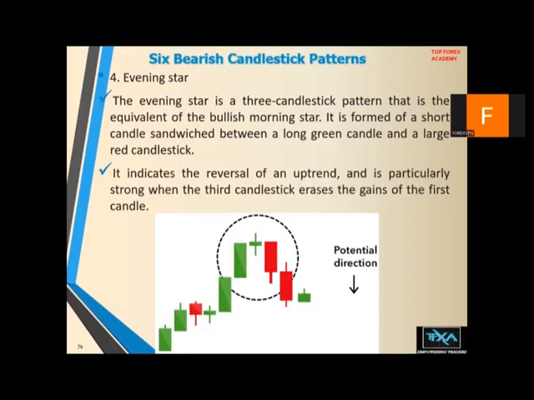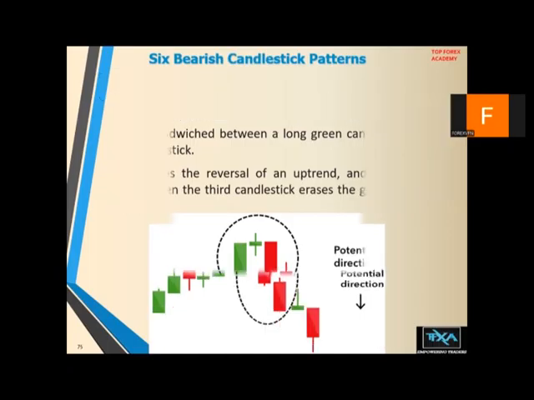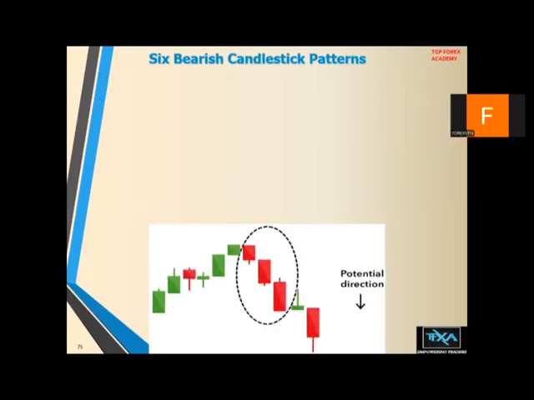An evening star indicates the reversal of an uptrend and is particularly strong when the third candle erases the gains of the first candle.